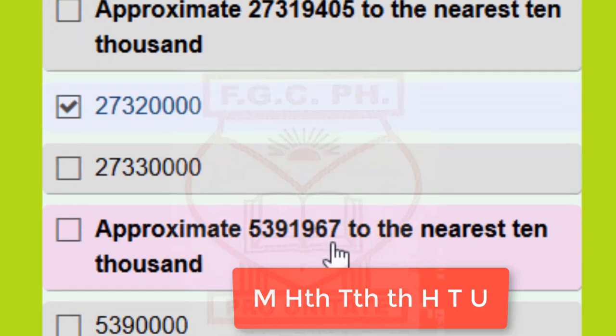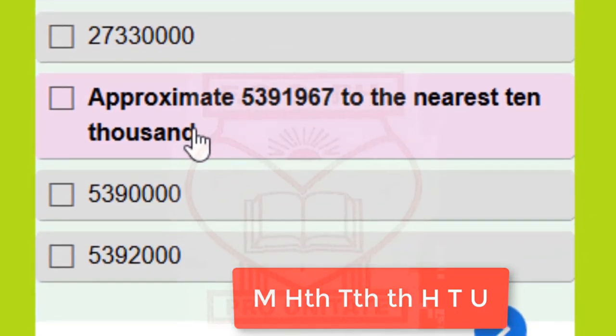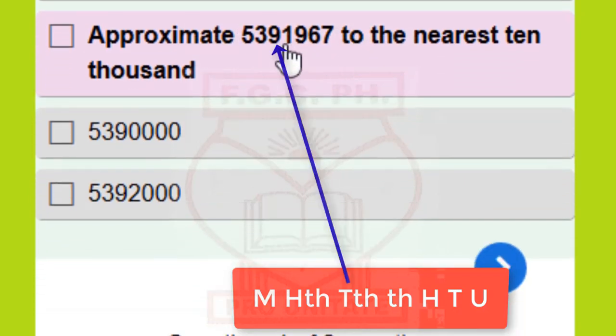To approximate 5,391,967 to the nearest 10,000, we need to locate the 1,000 digit, which is 1. So we're going to round off 1, because 9 is the 10,000 digit, so 1 is the 1,000 digit. So if we round down 1, we get 0000, and then this remains 539.